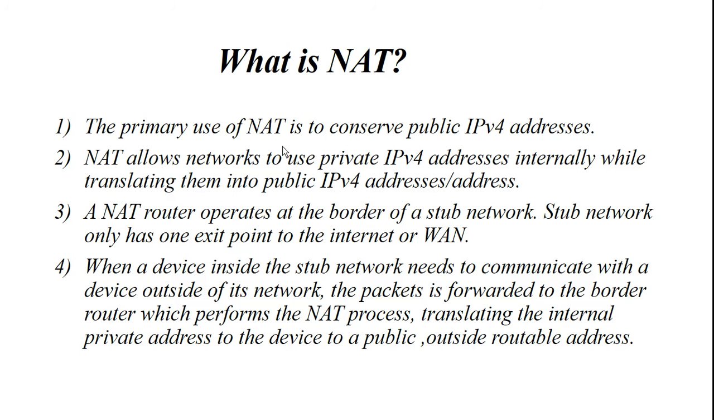So the fourth point. What is the fourth point? When a device inside the NAT network needs to communicate with a device outside of its network, the packet is forwarded to the border router, which performs the NAT process, translating the internal private IP address of the device to a public or outside routable address. This fourth point is explaining what a NAT is.